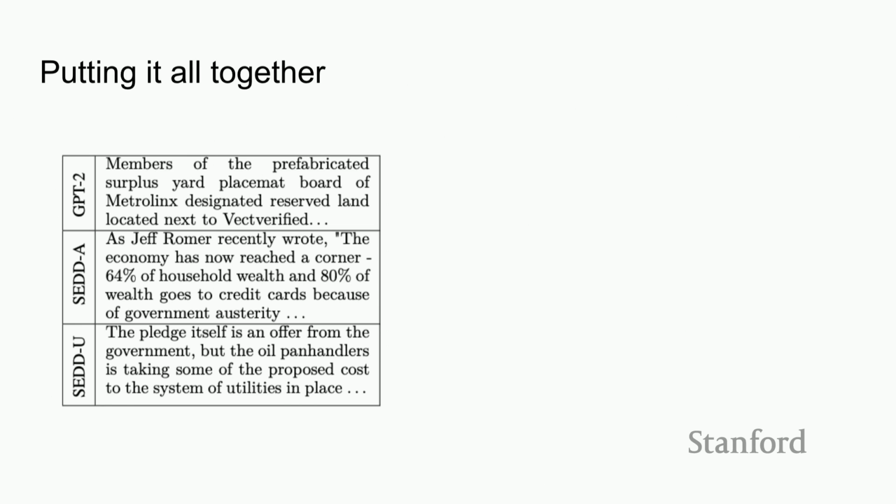Generally, we're able to see that our SEDD models tend to outperform GPT-2 in terms of coherence when we do this baseline sampling method, when we try to sample from the distribution.